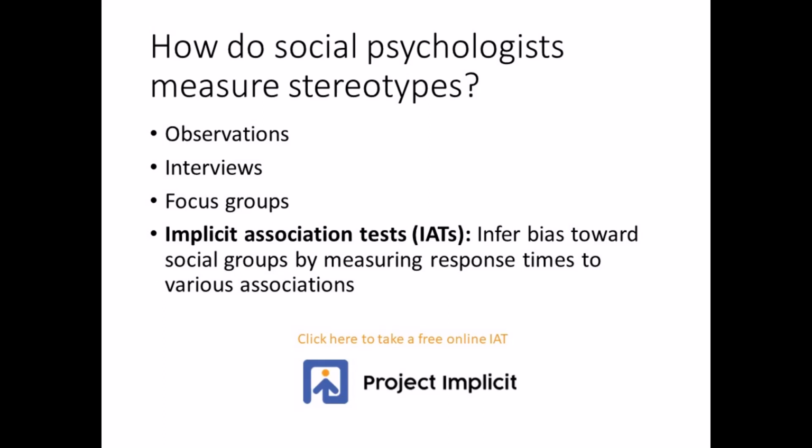The preferred method these days is the Implicit Association Test, which measures associations between two concepts via our response times. Depending on how fast or slow you respond to certain word pairings, the test infers whether you are biased toward a group. There's a growing list of tests available, including ones focused on gender, age, race, religion, sexual orientation, and many more. Take a moment to explore one or more of these tests by clicking on the Project Implicit icon on the slide. Then come back to the lecture and learn more about the inner workings of these tests.